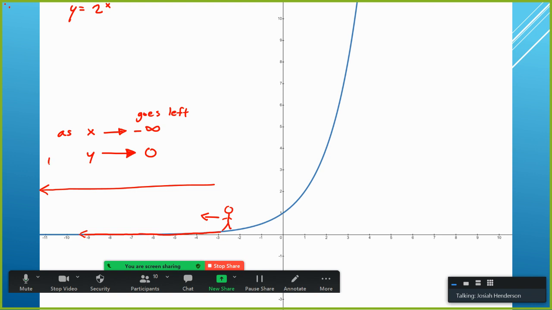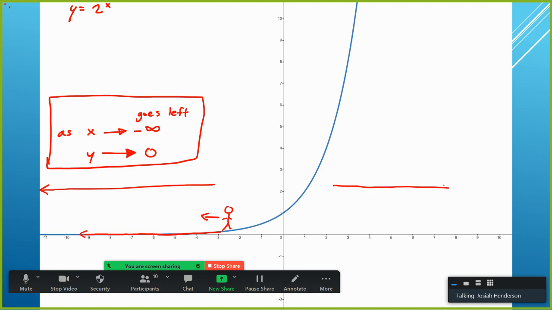So here's how we can say that. I'm going to box it on the top again. As x goes to negative infinity, or you could say as x goes leftwards, y is going to 0. And now we've got to play the same game on the right side. So as x goes rightwards, now our little person is climbing the hill rightwards.